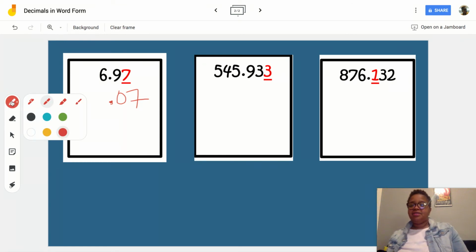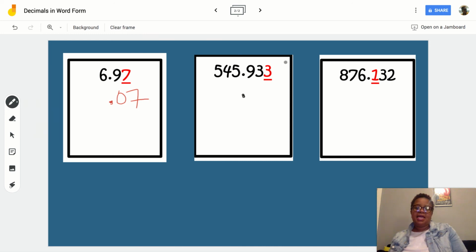Next number we have is 545 and 933 thousandths. The number that I'm focusing on is the 3 in the thousandths place. So again, everything before the decimal, I don't care about. I'm going to put my decimal point. I'm only concerned about this highlighted number, which is 3. I'm going to use my 0 as my placeholder for my other 2 numbers because, again, I don't care about those numbers. But I'm going to write my 3 because it's in my third place. So this is how you write 3 thousandths.